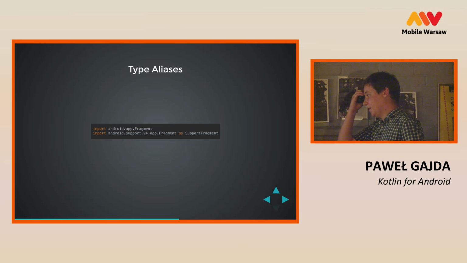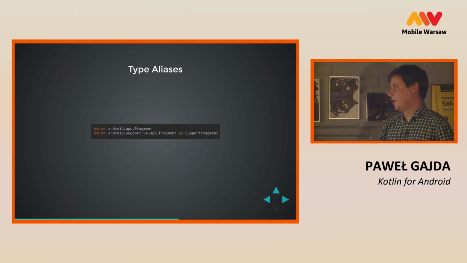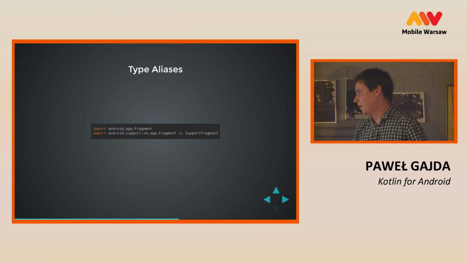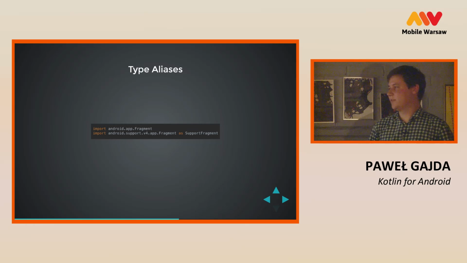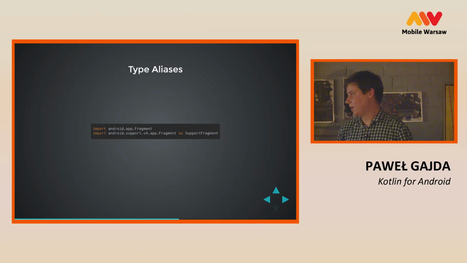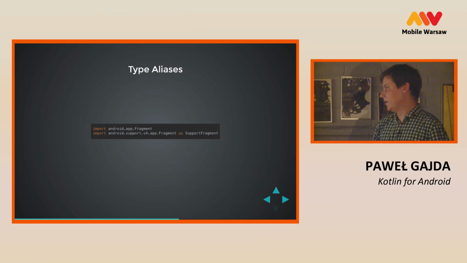There is also a small feature, very usable in library and framework development for Android: type aliases. We can alias types we import to our class, and for example, it's usable when we have fragments from the support library and from the standard app library.